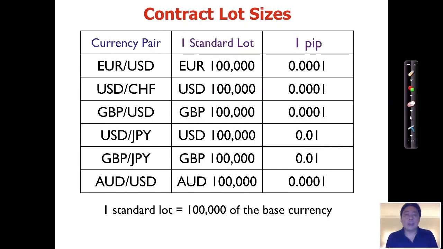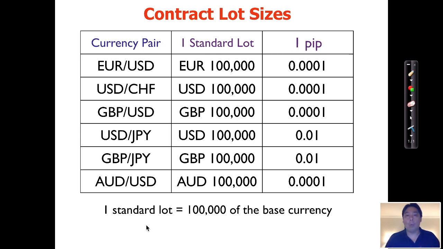The next thing to understand is contract lot sizes. In the Forex markets, when you buy or sell, you're buying units of currency in lots. One standard lot is always 100,000 of the base currency. So if you buy 1 lot of Euro USD, you're actually buying 100,000 euros. If you buy 1 lot of dollar franc, you're buying 100,000 US dollars. So it goes by lots. Again, 1 pip is the 4th decimal place for non-yen pairs, and for yen pairs like dollar yen and pound yen, it's the 2nd decimal place. Just remember, one standard lot is 100,000 of the base currency.